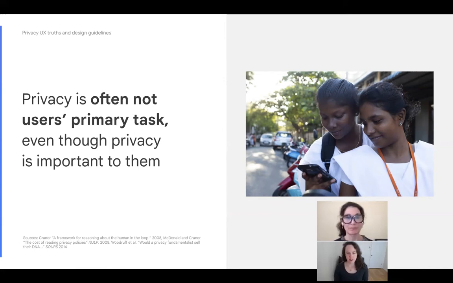But even as users are focused on other tasks, privacy is still a very important goal and underlying value. This means that while they may see privacy tools and settings as a burden, even though they value privacy, they still are important to them.